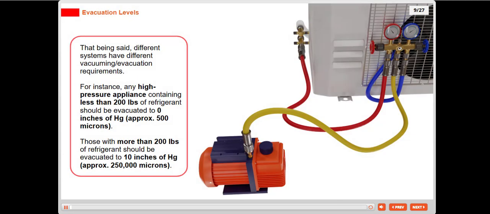That being said, different systems have different vacuuming or evacuation requirements. For instance, any high-pressure appliance containing less than 200 pounds of refrigerant should be evacuated to 0 inches of mercury, approximately 500 microns. Those with more than 200 pounds of refrigerant should be evacuated to 10 inches of mercury, approximately 250,000 microns.